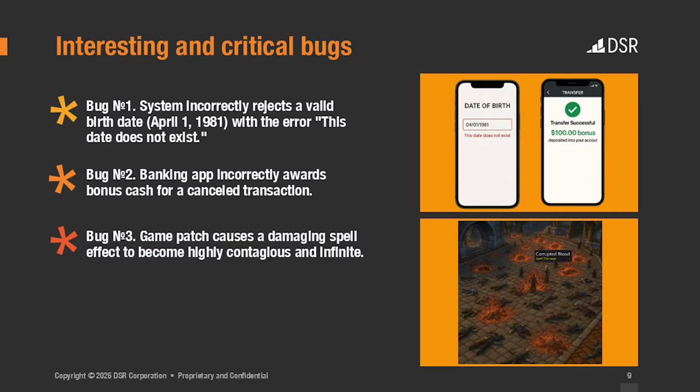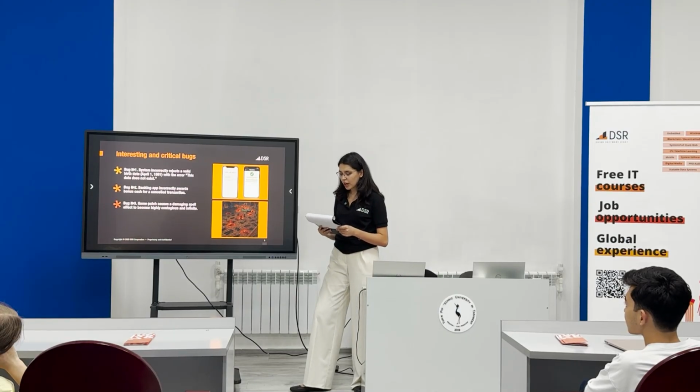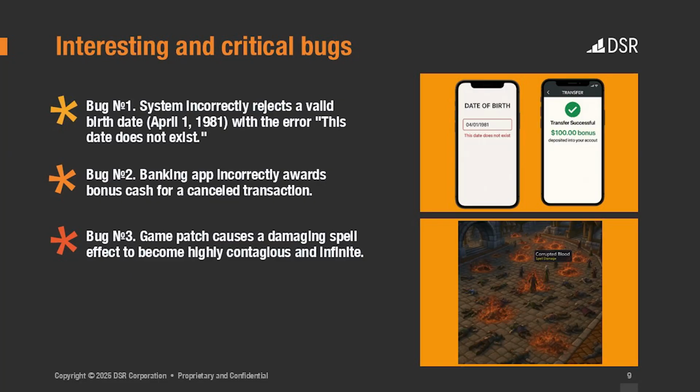Now, if we're going a bit more specific, let's talk about some interesting and critical bugs. Well, first one is that the system incorrectly rejects a valid birth date of April 1st, 1981 with the error, this date does not exist.